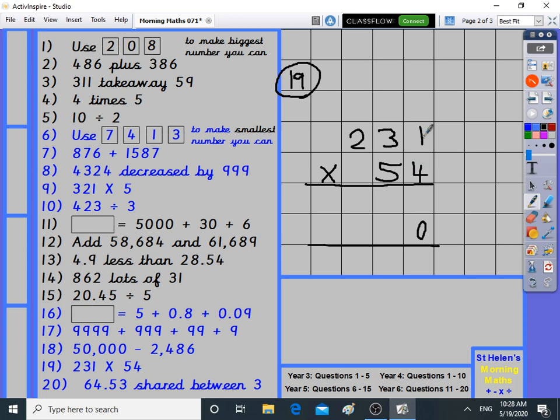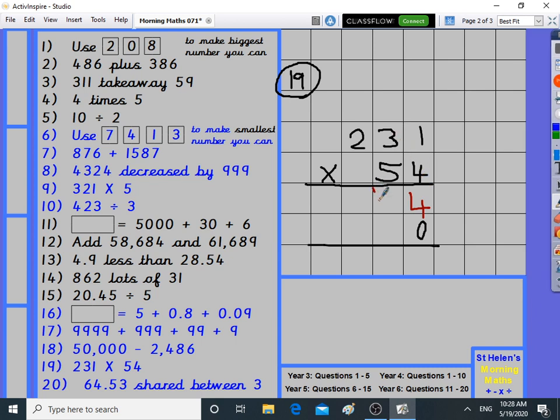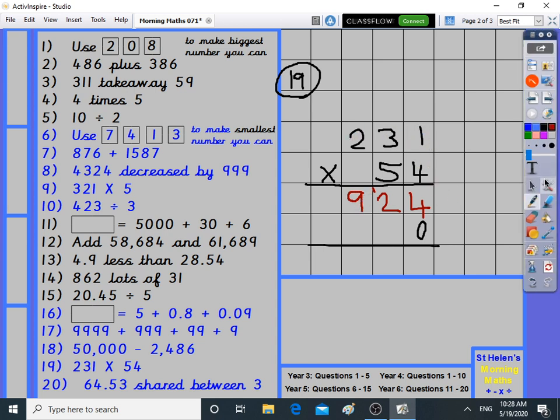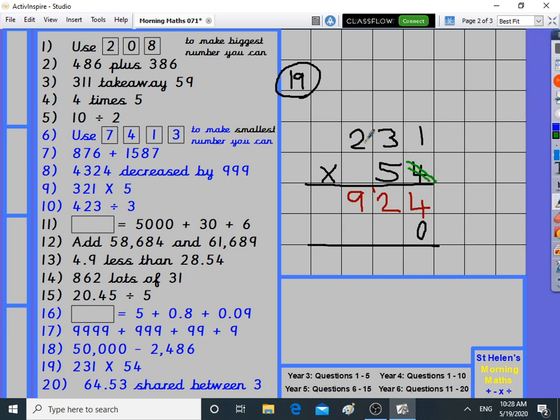The top line is going to be 4 times 231. 4 times 1. 4 times 3 is 12. 12 goes in like that. 4 times 2 is 8 plus 1 is 9. So 4 times 231 was 924. That makes sense? The next line, we've done the 4, is 5 times 231. It's really 50 times 231, but we've placed a 0, so we can pretend it's 5.